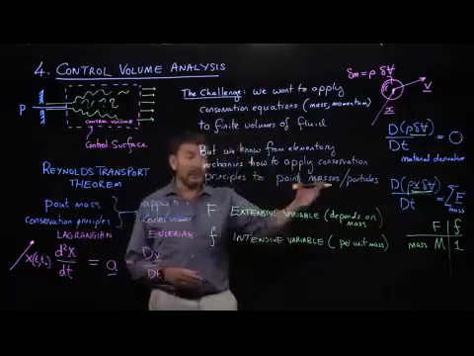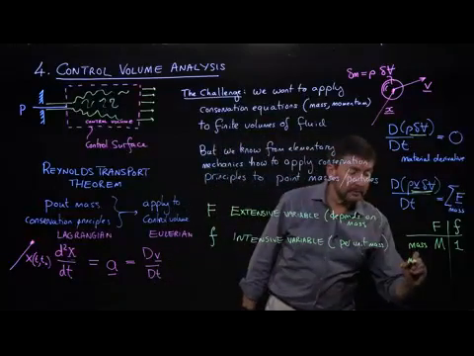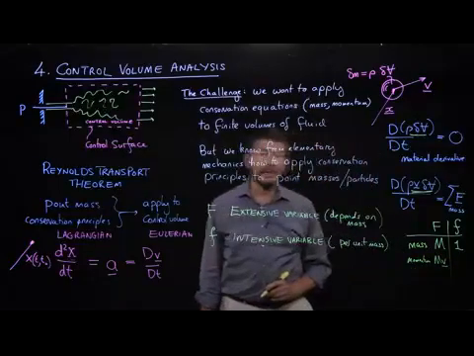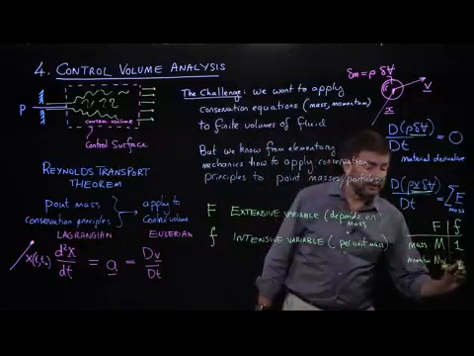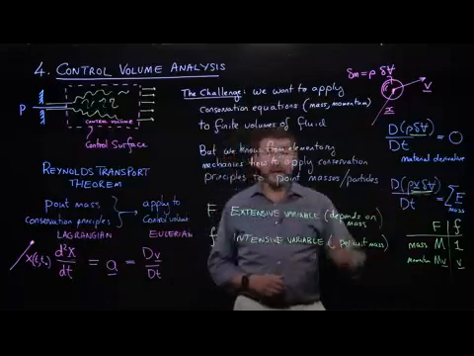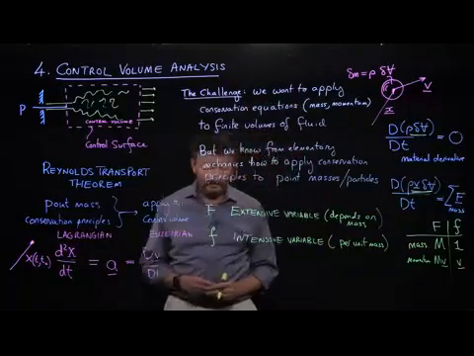Another common one is linear momentum. So for momentum, our extensive quantity is mv. The amount of momentum per unit mass is then just v. So another way of thinking about velocity is that it's the momentum per unit mass.